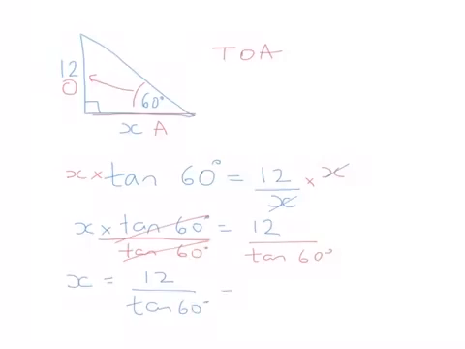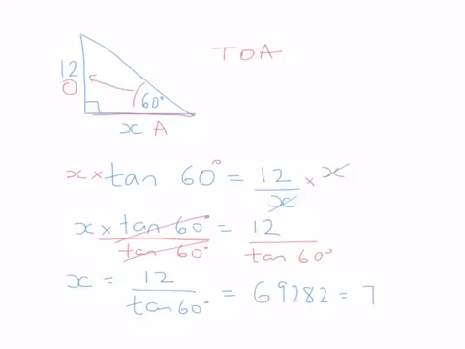And plugging that into your calculator, you get 6.9282. And you could round that off roughly to 7 to the nearest whole number.